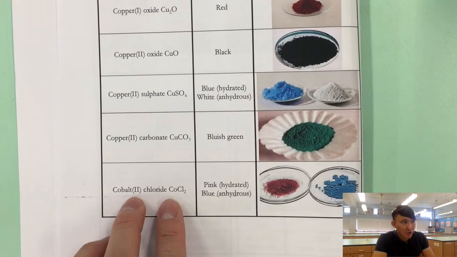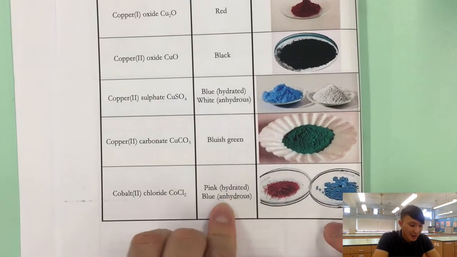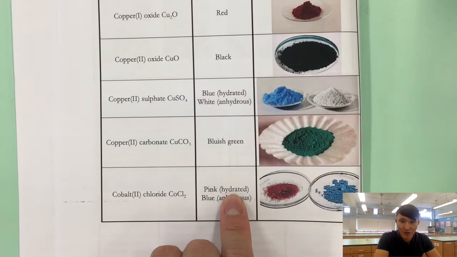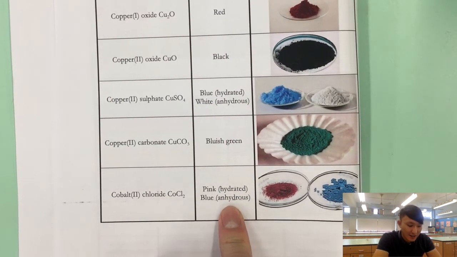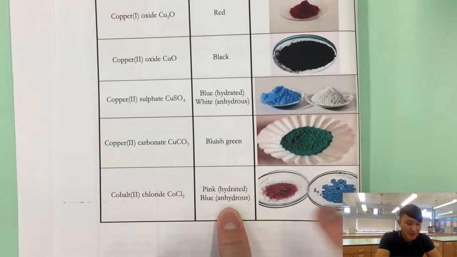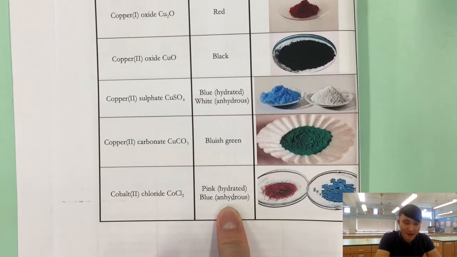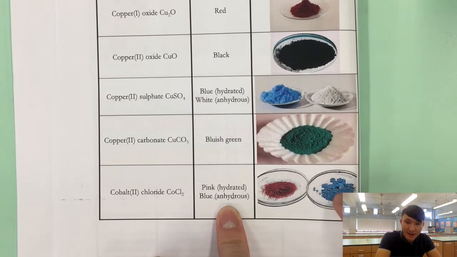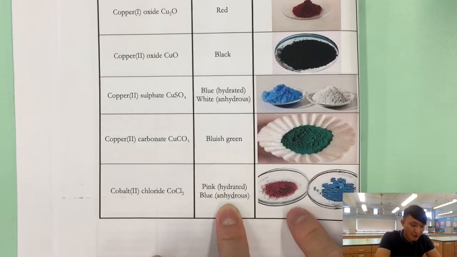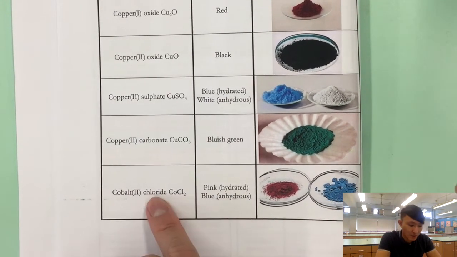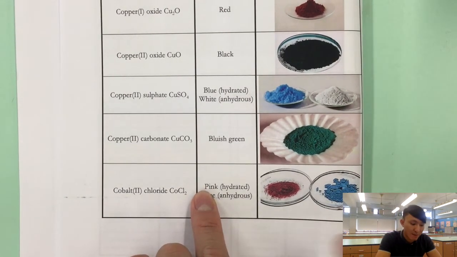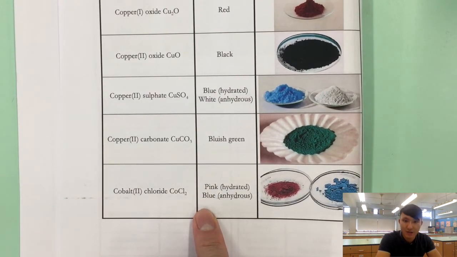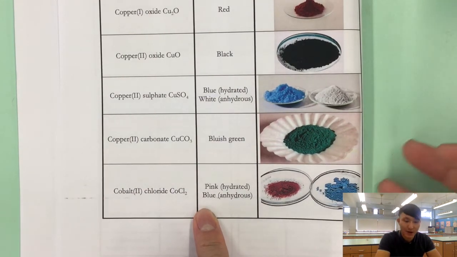Now here, cobalt(II) chloride, I just mentioned it. It is pink when it is hydrated. That is the same as the cobalt(II) ions in aqueous state. When it is in anhydrous form without water, it appears blue. This is exactly the dry cobalt(II) chloride paper, right? When it is dry, that is anhydrous, it is blue. When it comes into contact with water, the cobalt(II) chloride becomes hydrated and therefore appears pink. That's why we can make use of cobalt(II) chloride to test for the presence of water.